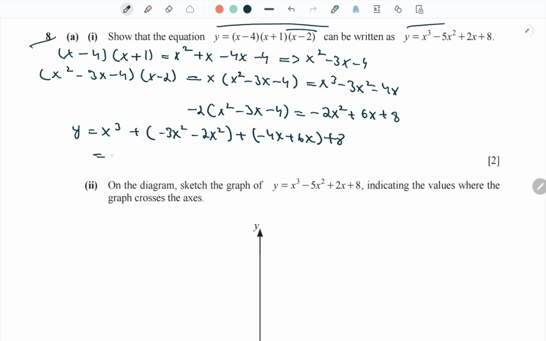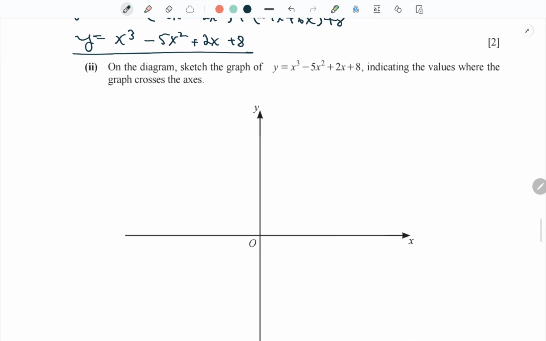Okay, and when we simplify this, we have x cube, negative 5x square, then positive 2x because 6x minus 4x, and then 8. So see, this one and this one are both the same, right? So this part is done here. Now we move to the next one.